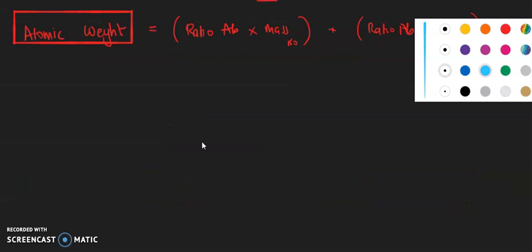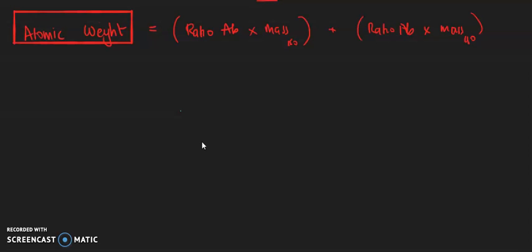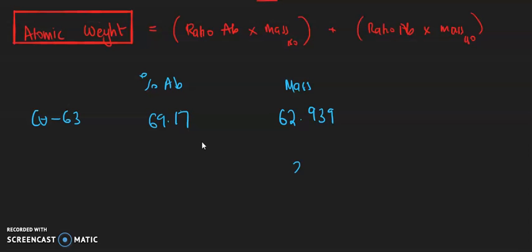So let's look at the data that we are given. We are given the percentage abundance and the atomic mass of copper-63. The percentage abundance is 69.17% and the mass is 62.939, and we have to find the mass of the second isotope. So I'm just going to abbreviate it to ISO 2.